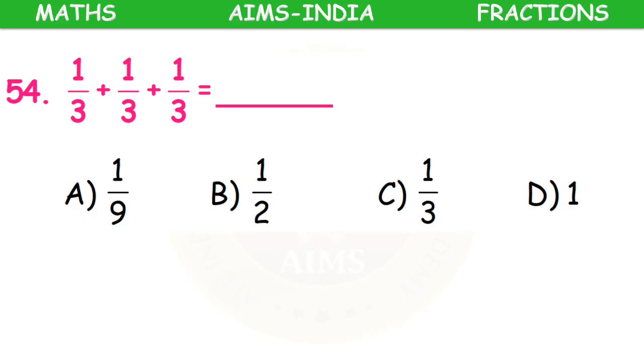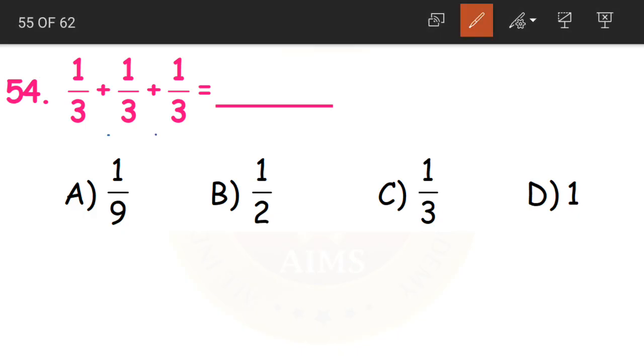Next question 54. 1 by 3 plus 1 by 3 plus 1 by 3 is equal to. Now these are our like fractions. So we simply add our numerators and write the common denominator. So 1 plus 1 plus 1 is equal to 3 divided by our denominator 3. Now if you look at the options, we are not having any 3 by 3. So let us divide this and see.